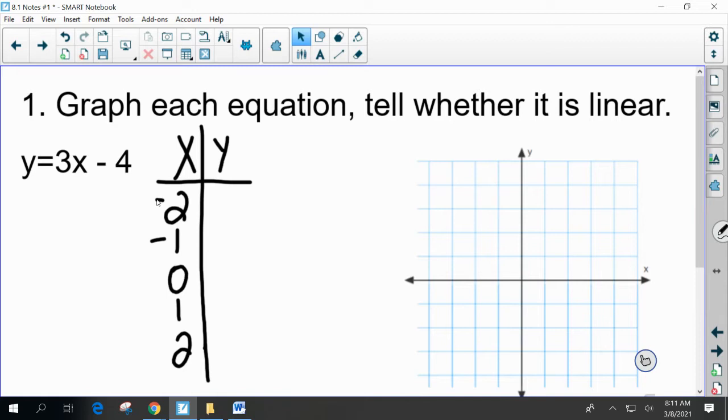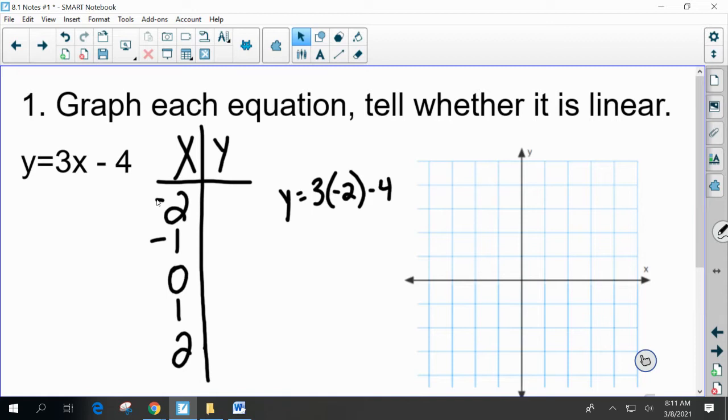Okay, so here's how we solve these. And I'm not saying you have to show this every single time, but I'm showing you this so you know where I get these numbers from. And you've done this before. This is not the first time you've done this. So for the first number, -2, we're going to plug that right here for x. So we're going to have y equals 3 parentheses -2 minus 4. And solve for that. So 3 times -2 minus 4.